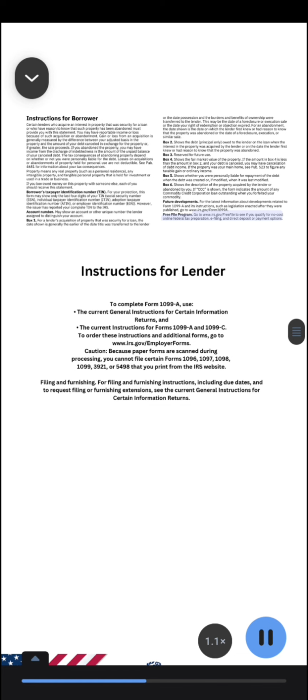Free File Program. Go to www.irs.gov/freefile to see if you qualify for no-cost online federal tax preparation, e-filing, and direct deposit or payment options.